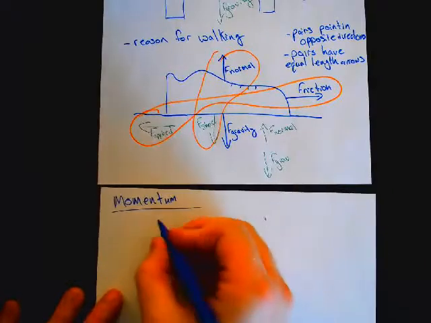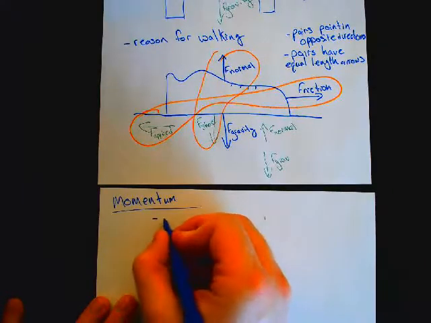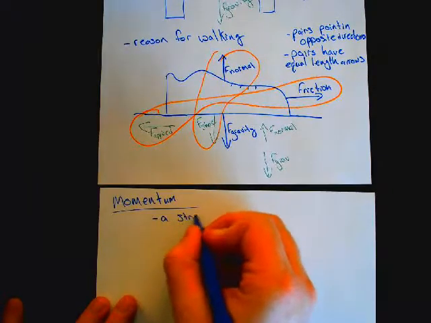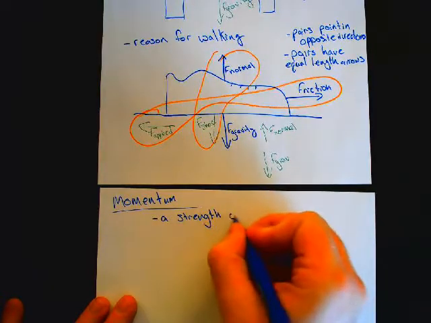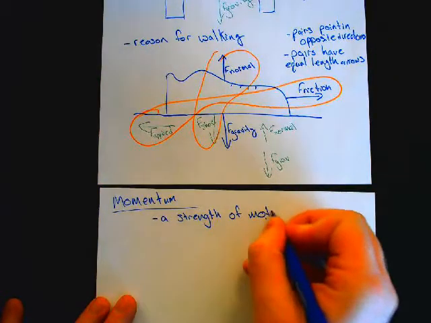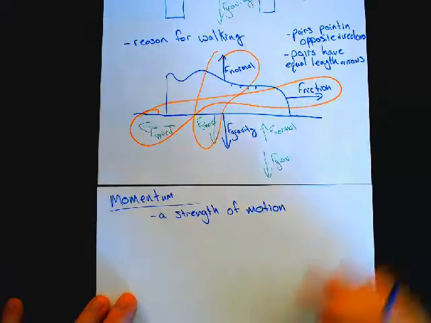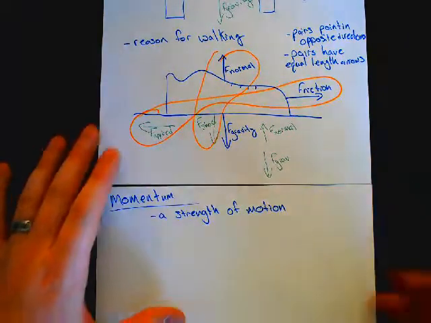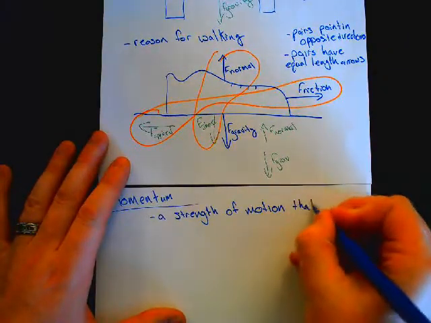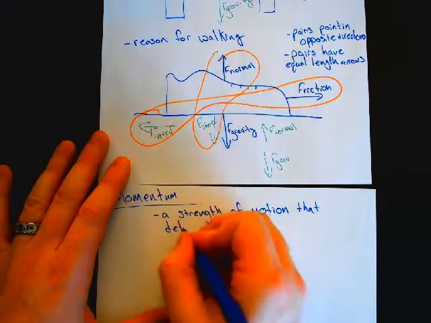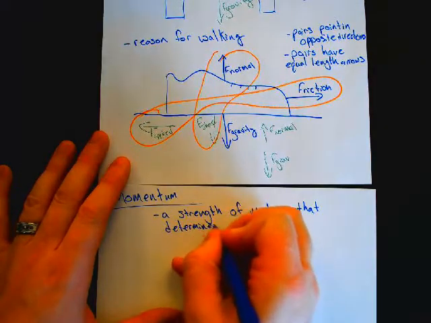So momentum we can define as a strength of motion. But it's a strength of motion that helps us determine what happens in collisions. That determines the result of a collision.